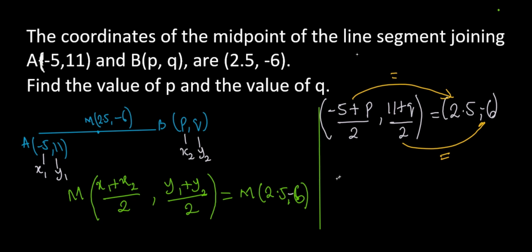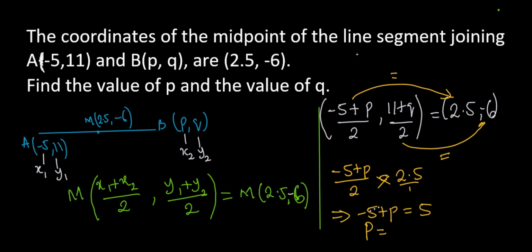So we now have -5 plus p over 2 equals 2.5. We cross multiply now, and we'll have -5 plus p is equal to 2 times 2.5, which will give you 5. So we now have p is equal to 5 plus 5. When we collect the like terms, p will give us 10.